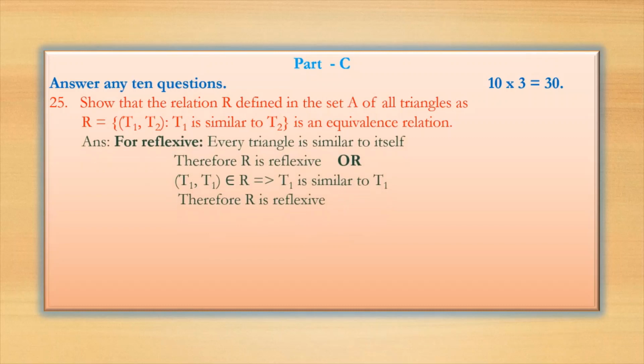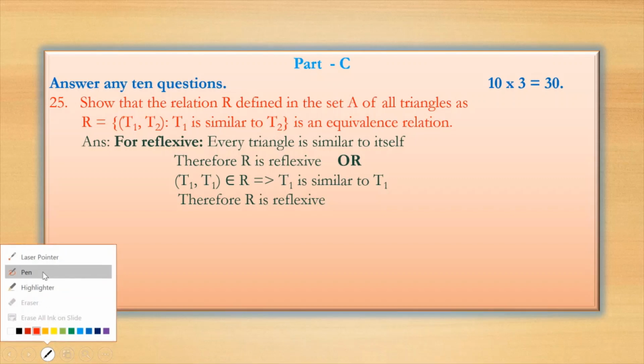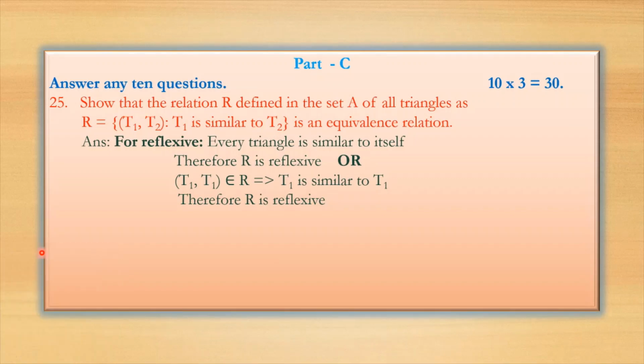As we all know, every triangle will be similar to itself. So you can conclude that the given relation is reflexive. Every triangle is similar to itself, therefore you can conclude that the given relation is reflexive. Or if you want, you can go with this: (T1, T1) is an element of R because T1 will be similar to T1. Therefore, R is reflexive. So this carries 1 mark.